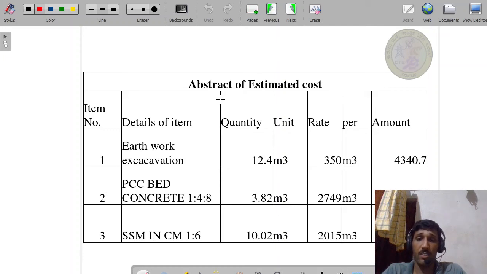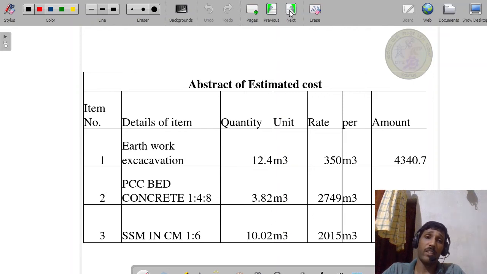By adding all this, you can get the total amount required for execution of this particular work. Now here I have not considered 1% water charge and 10% contractor profit. Why? Because all items are not calculated. I am only concentrating on 3 items. For that reason, I have done the abstract of estimated cost for only 3 items. The remaining items we will discuss in the next upcoming sessions.